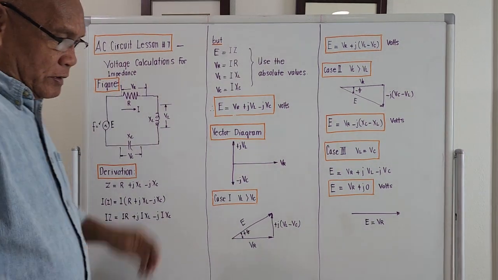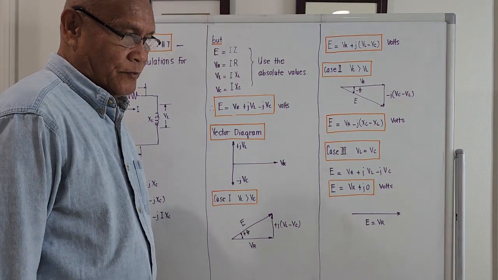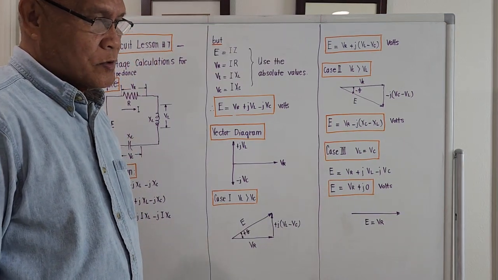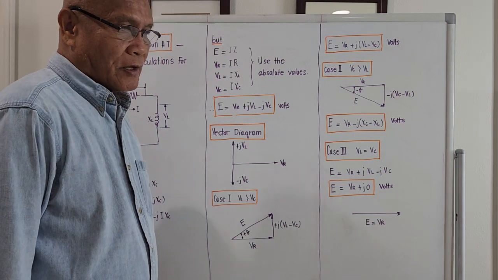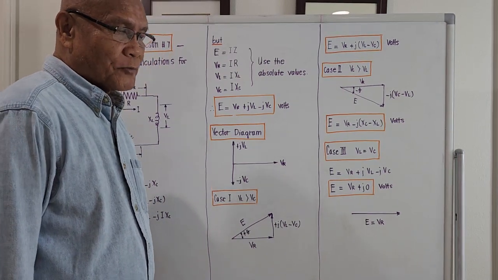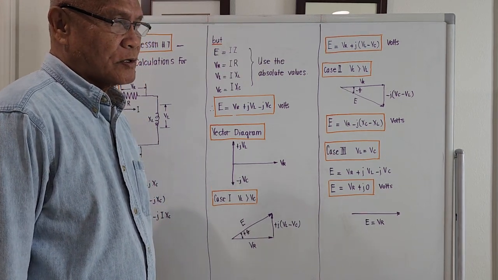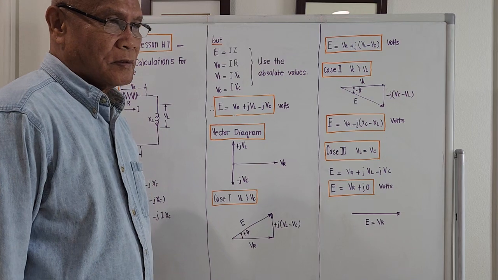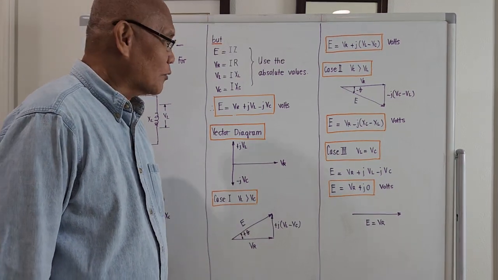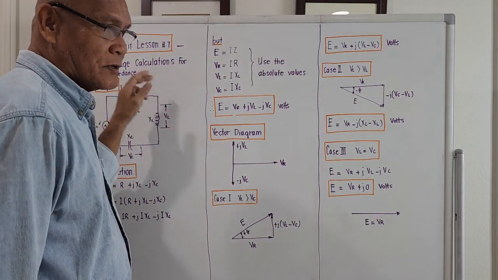Initially we studied impedance. We performed the fundamental operations on how to convert rectangular to polar or polar to rectangular. Then after that, we went with the computation of current, considering impedance. And for this morning, our topic will now be the voltage calculations for impedance.